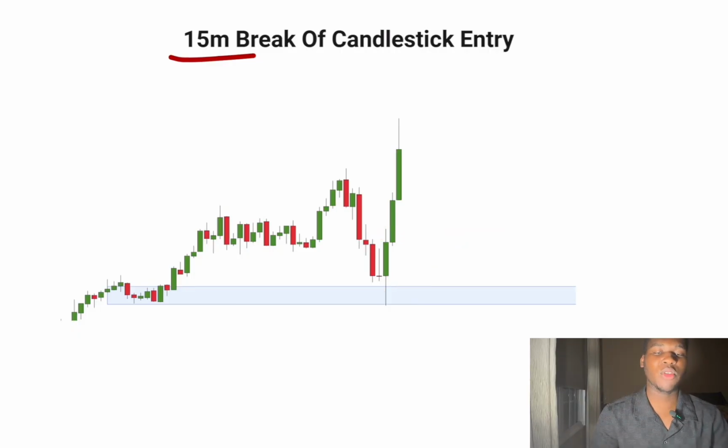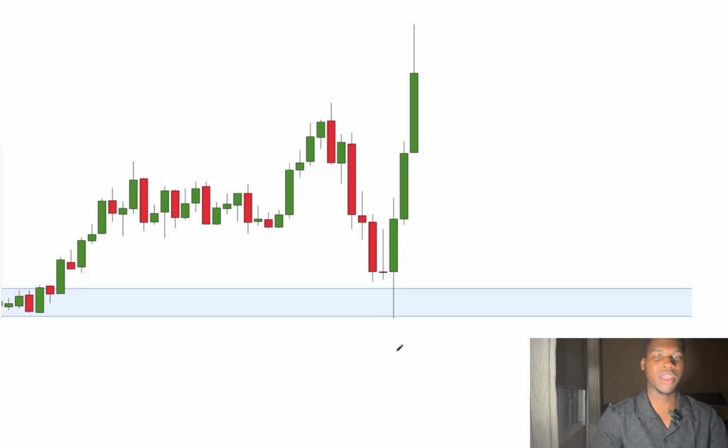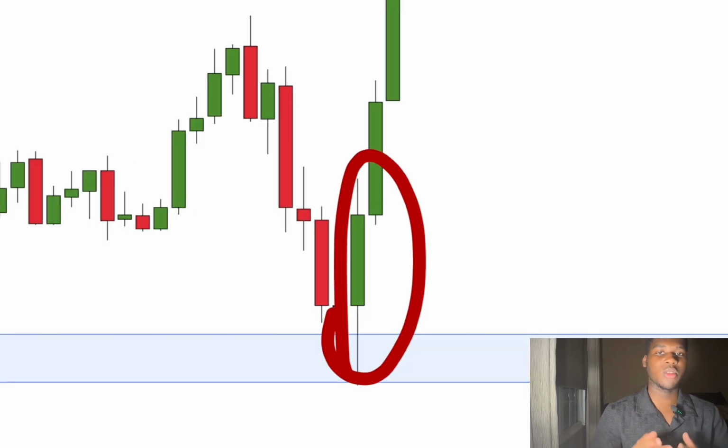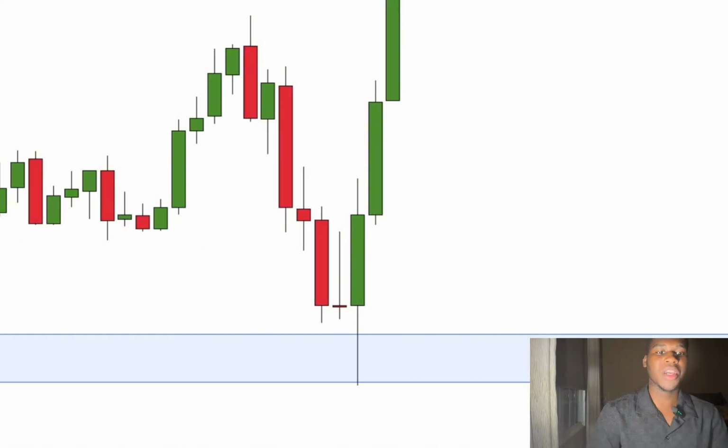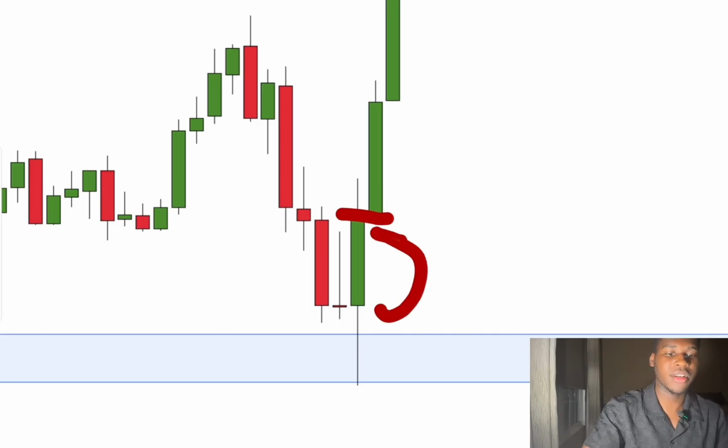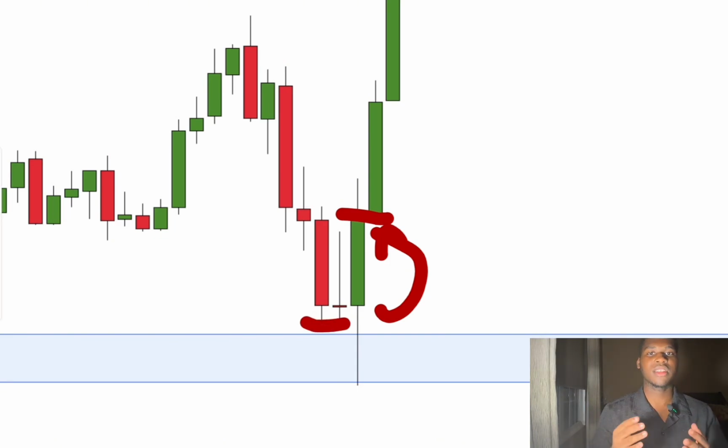Now, you do not have to wait for the full candlestick to close. If we zoom in, we can see that this big candlestick was the bullish 15-minute engulfing. But if we would have waited for the close, we would have been in right here instead of getting in just a little bit lower right here. And over time, that does make a difference because some 15-minute candlesticks are bigger than others. So we do not have to wait for the close. We can get in exactly when it breaks above the previous candlestick.